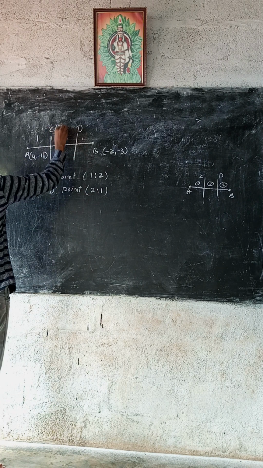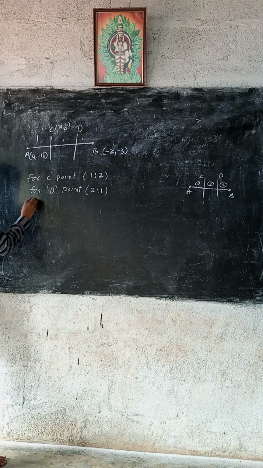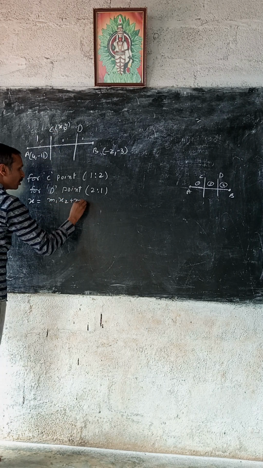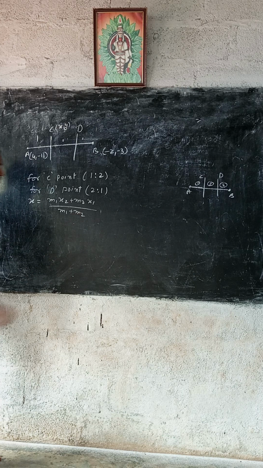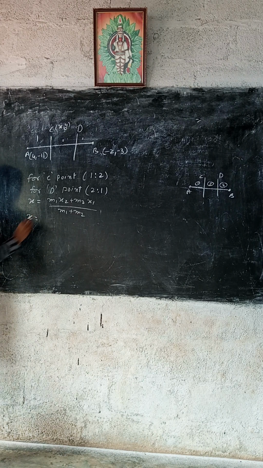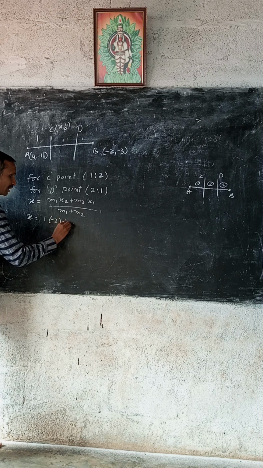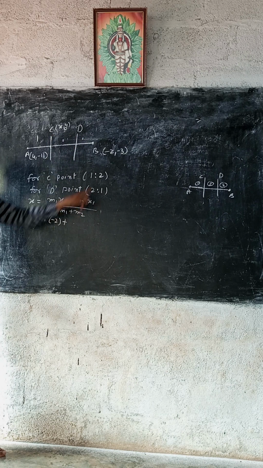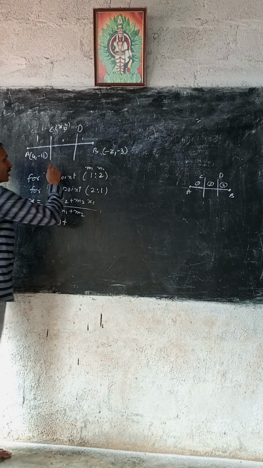Suppose the point is (x, y). By the section formula, the x coordinate is x = (m1 x2 + m2 x1) / (m1 + m2). Here m1 is 1, and x2 is -2, plus m2, which is 2, because on this side two segments remain. So the ratio is 1 is to 2, this is m1 and m2 for point C.